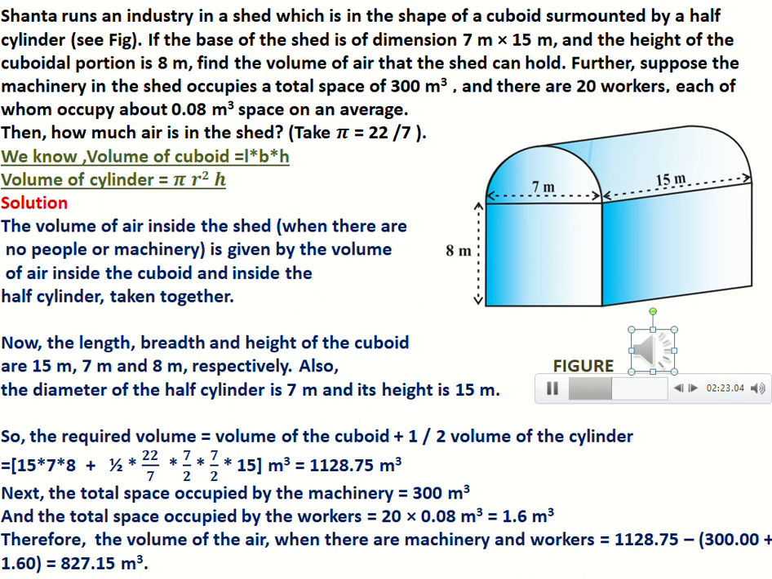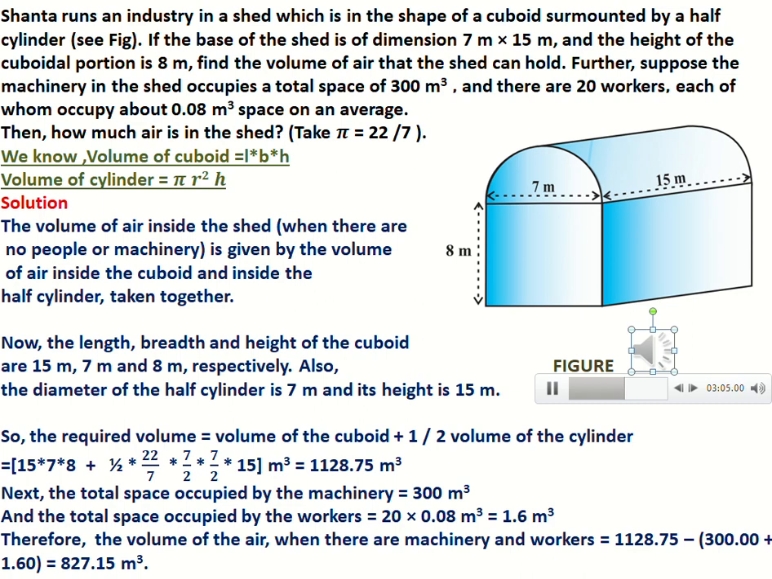Now the required volume will be the volume of cuboid plus half volume of cylinder. We know that volume of cuboid is length into breadth into height and volume of cylinder is pi r square h. So the volume of air inside the shed will be volume of air inside the cuboid plus volume of air inside half cylinder taken together.